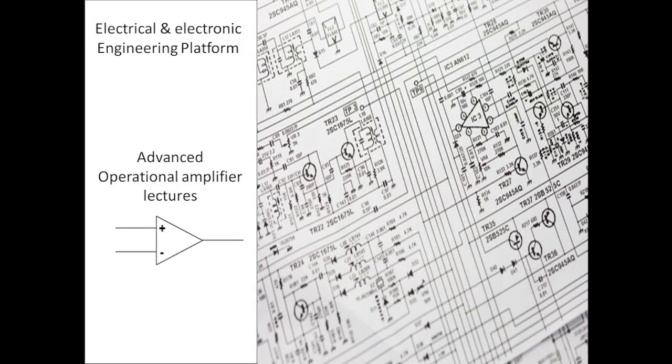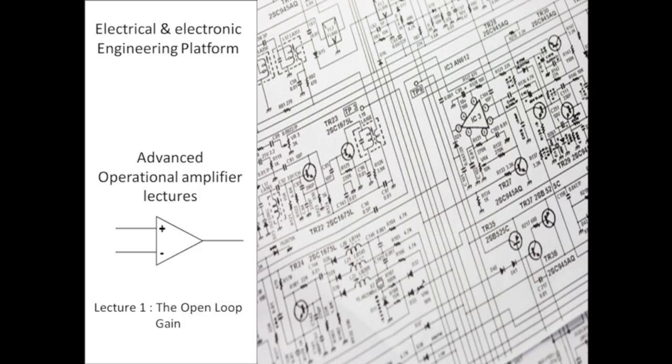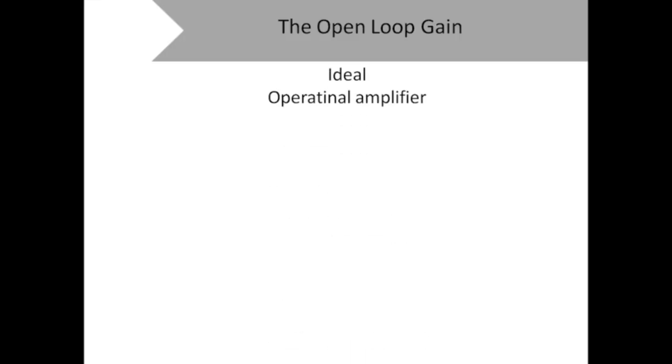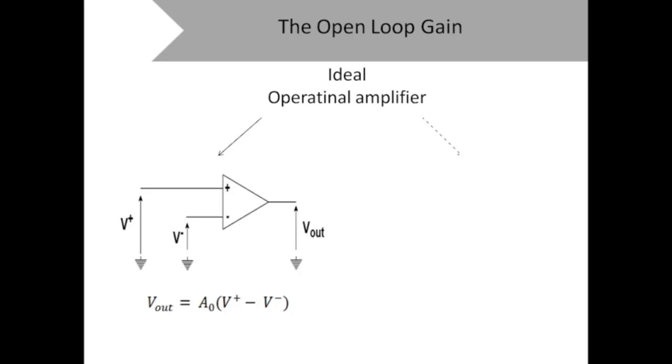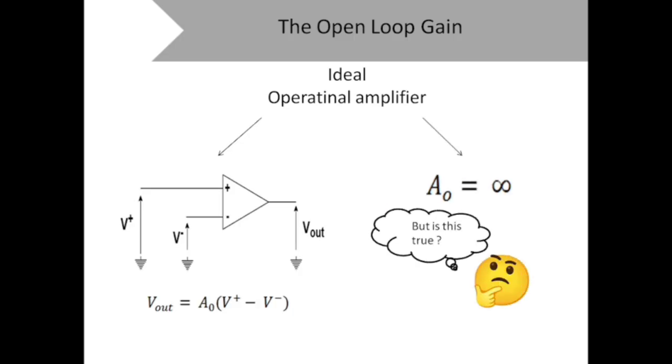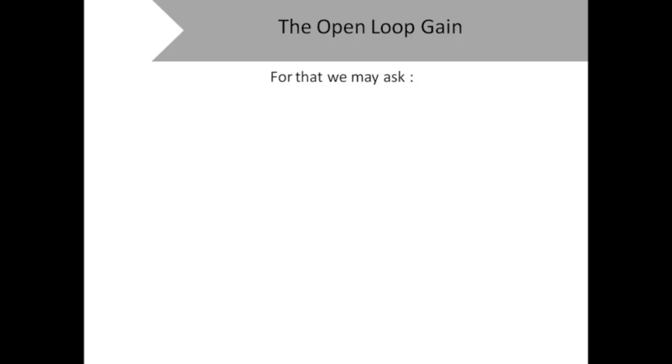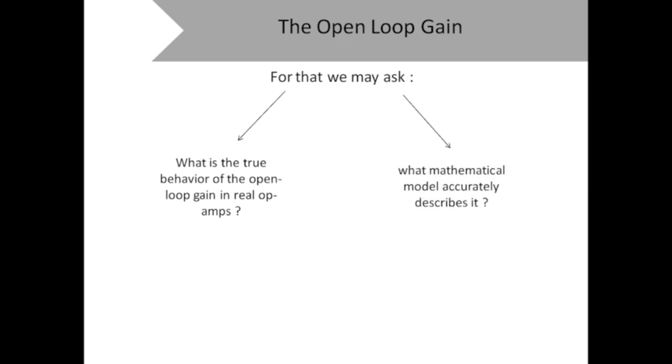In this session, we will examine one of the key non-ideal characteristics of operational amplifiers, the open loop gain. While the ideal op-amp is often modeled with infinite open loop gain, this assumption does not hold in practical devices. This naturally leads us to two important questions. What is the true behavior of the open loop gain in real op-amps, and what mathematical model accurately describes it? Let us begin our discussion.